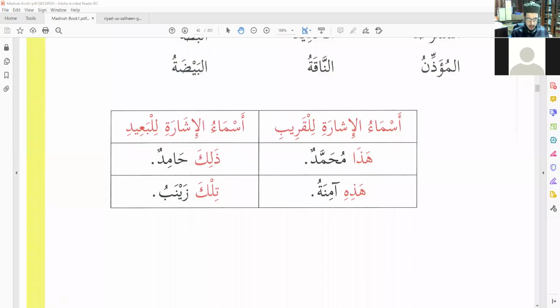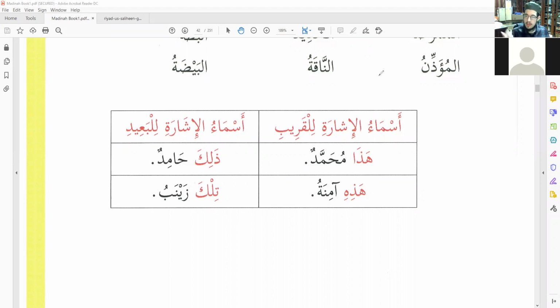We are going to further our lesson and experience in all things feminine. At first we learned one of the Asma'ul Ishara. That's this right here. If you want to look, Asma'ul Ishara, which means the demonstrative pronouns. That's the Arabic term for a demonstrative pronoun.